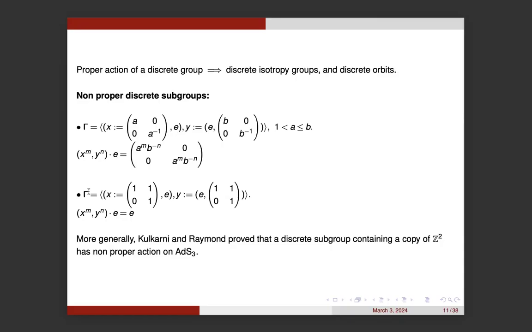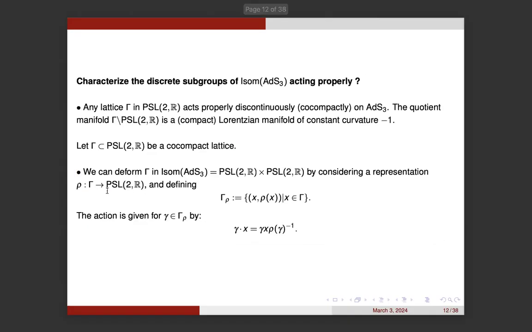So here I have examples of discrete groups acting non-properly. And both of these groups are isomorphic to Z^2 because these two elements here commute. And more generally, Kulkarni and Raymond studied discrete subgroups of the isometry group of anti-de Sitter space of dimension 3 acting properly. And they proved that a discrete subgroup contained in a copy of PSL(2,R) ... so these are particular examples. So a general question here is to characterize the discrete subgroups of the isometry group acting properly.